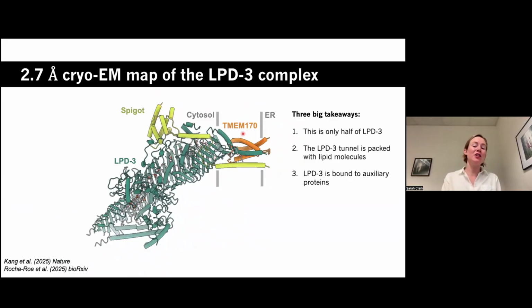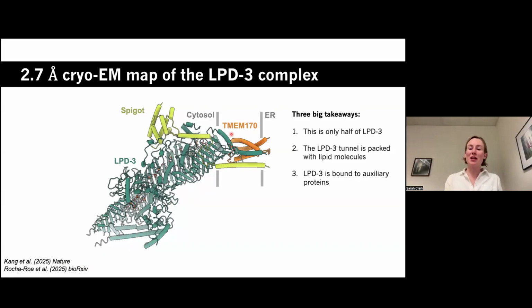And we actually didn't know the identity of the one that's colored orange here for quite a while. And its identity was actually later discovered by the Vani and Conaber groups. And the paper is posted on bioRxiv, but it is the C. elegans ortholog of TMEM 170.